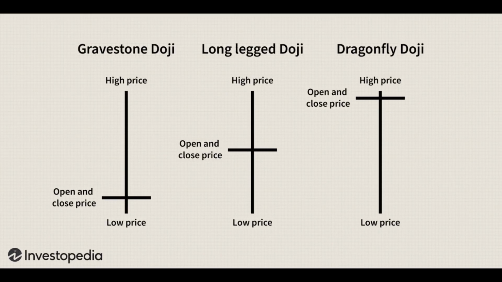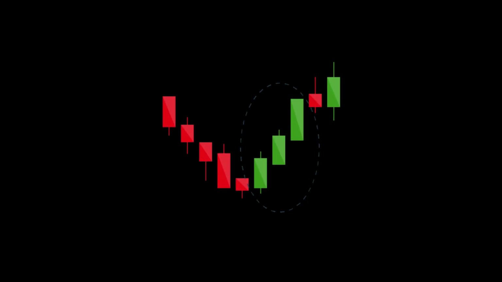Now, let's look at continuation patterns. The doji represents indecision, often a pause before the trend continues. And the 3 white soldiers, 3 strong green candles in a row, are a powerful bullish continuation signal.